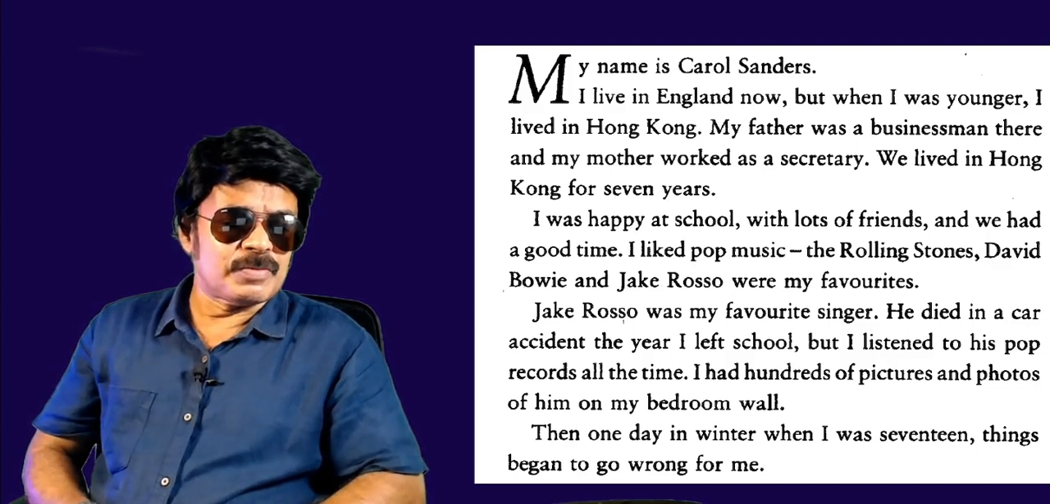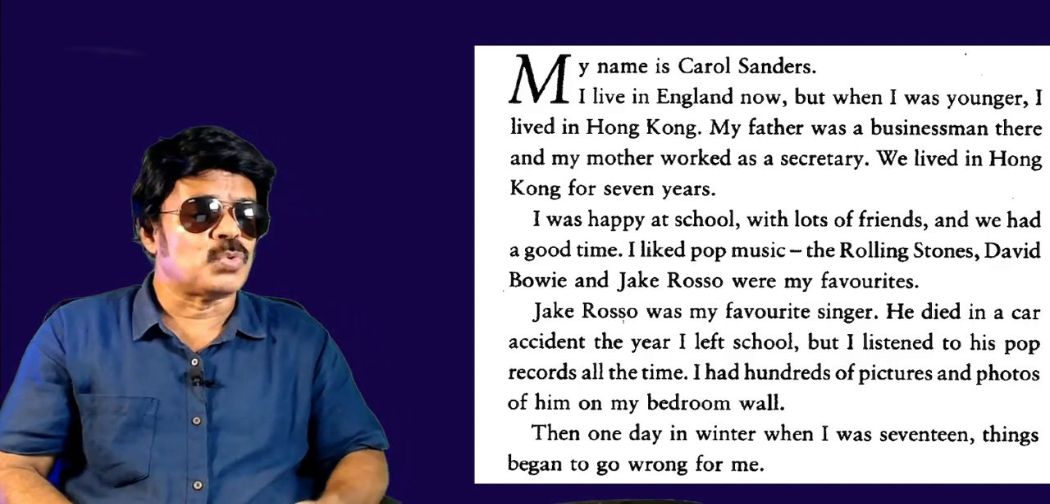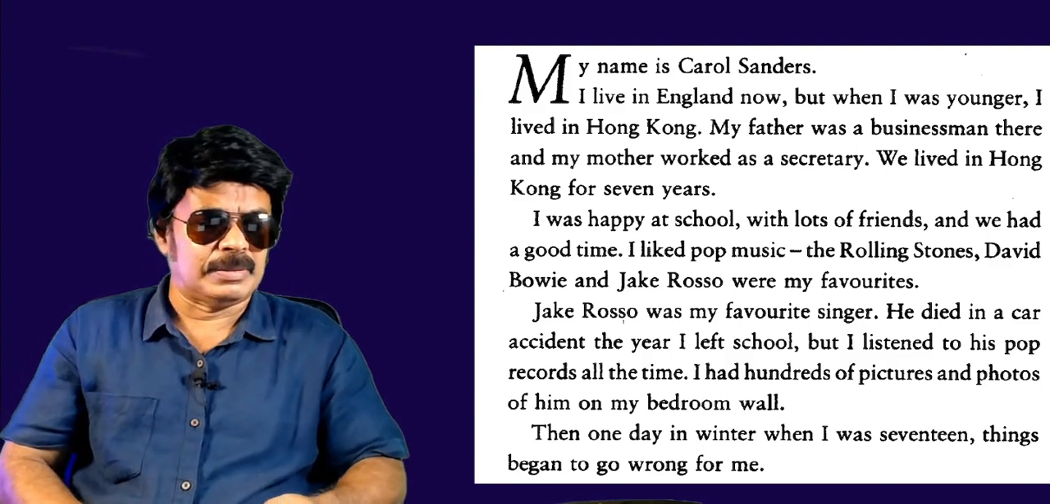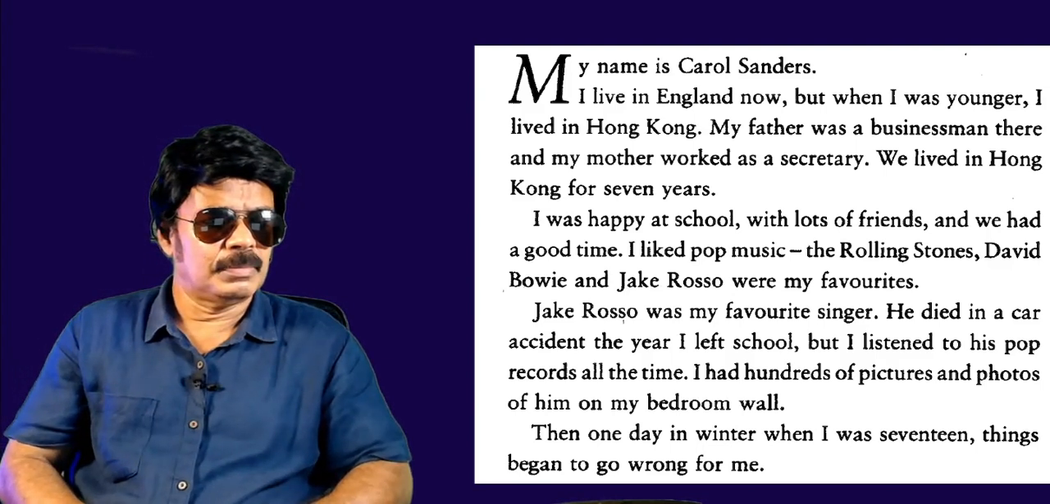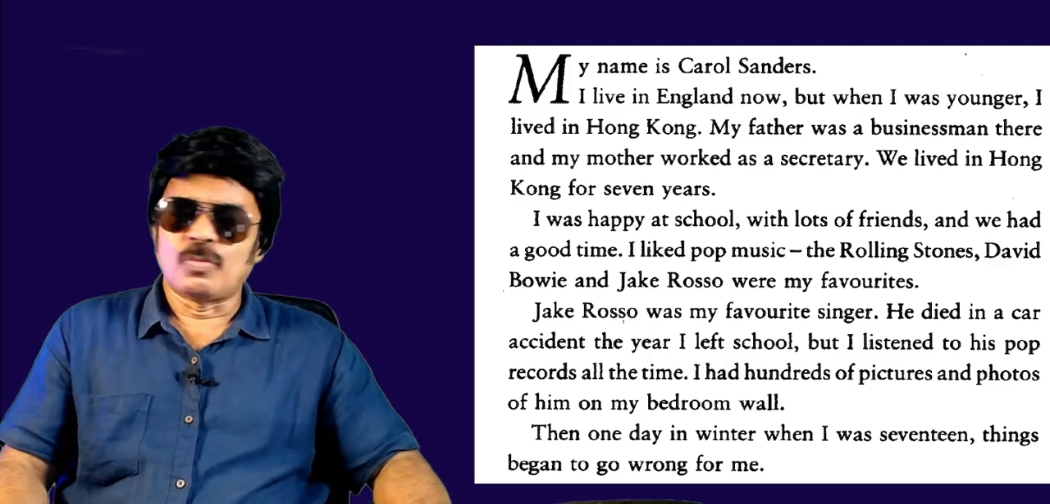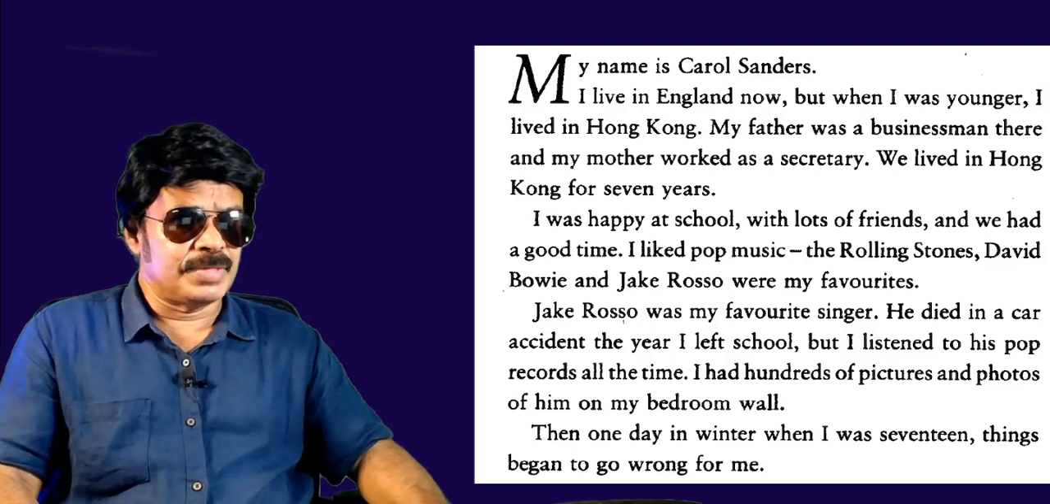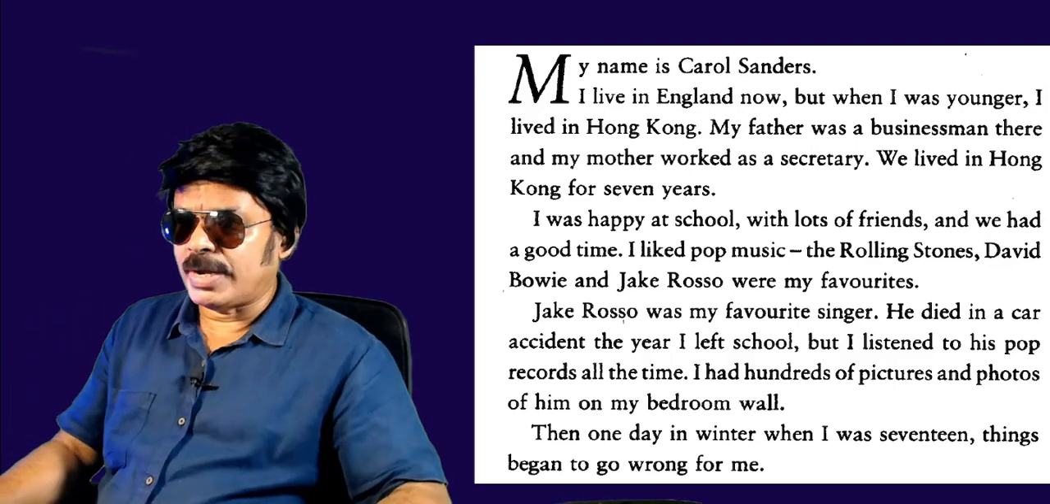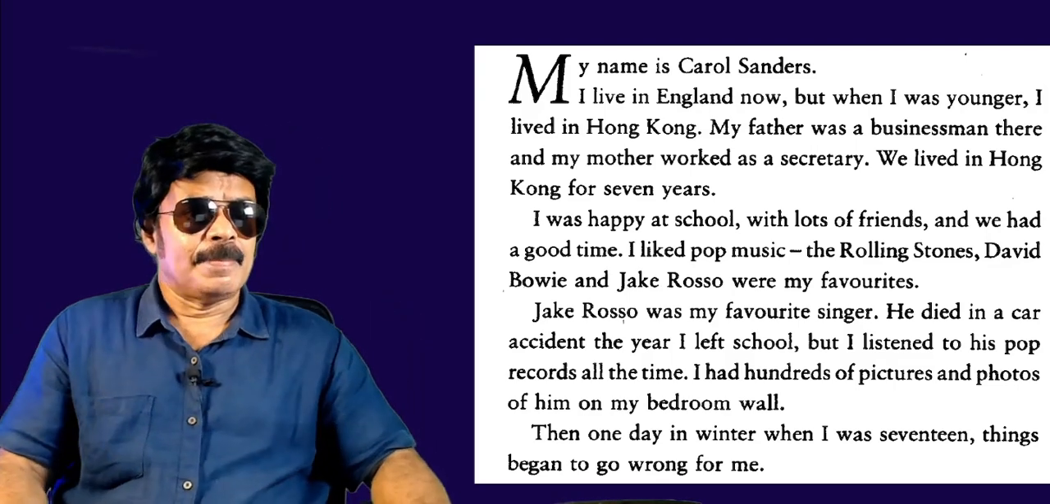Then one day in winter when I was 17, things began to go wrong for me. We did not listen to that part. Then one day in winter, when I was 17, things began to go wrong for me. What is winter? Winter is the coldest season of the year, between autumn and spring. You know that.